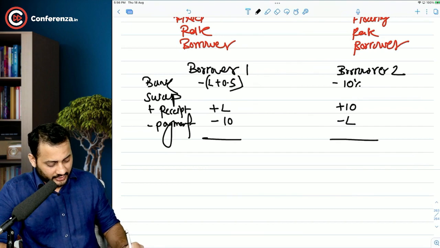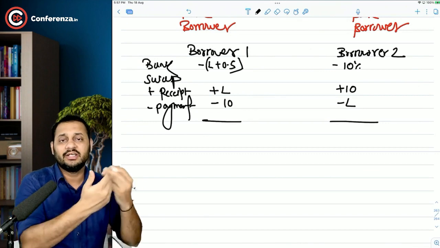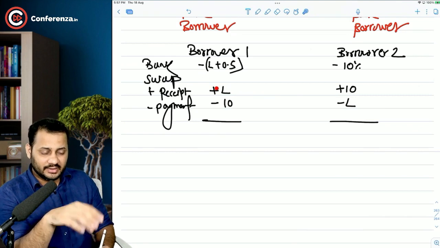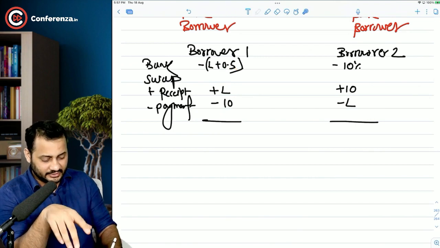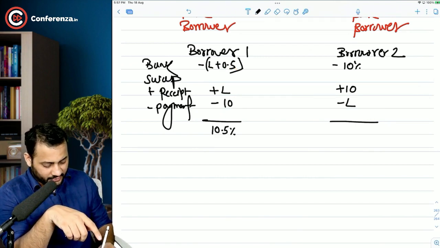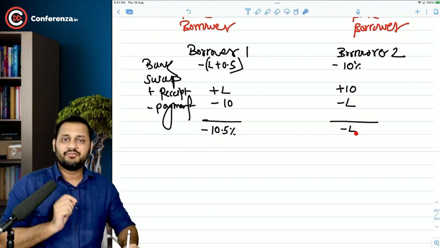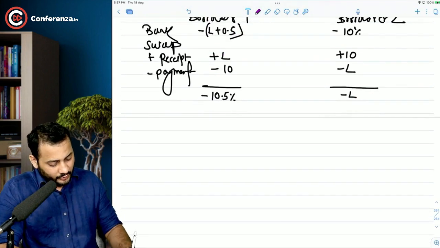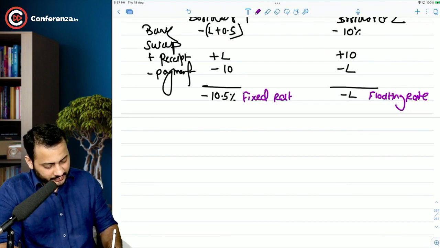Now if you do the total, you can clearly see that both parties have shifted their net interest cost to the other rate. In this case, minus L plus L will get cancelled. Minus, if it goes in bracket, it is minus 0.5 minus 10. So it's going to be 10.5% net cost. And in this case, minus LIBOR net cost. So both of them have shifted to the other side of the story. That means borrower 2 has a net cost in floating rate now. He has shifted, and borrower 1 has a net cost in fixed rate.